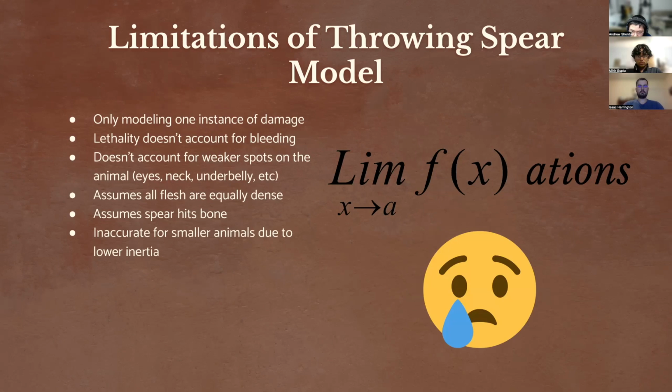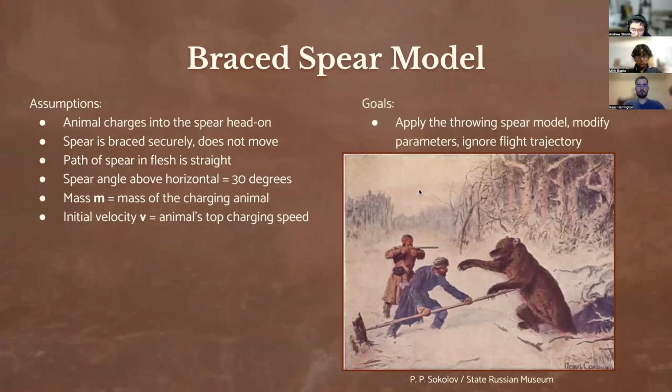But for smaller animals, such as wolves, they will be impacted by the sudden transfer of momentum. So our model does not work well for smaller animals. Now, moving on to the brace spear model. We assume the animal would charge into the spear head on, and the spear is braced securely on the ground.